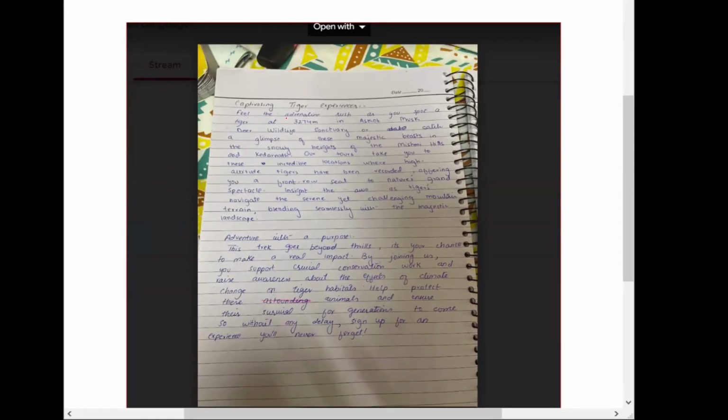Perfect. Captivating tiger experiences, even this could be entered in that. Okay, the headings we are not allowed to give in the advertisements. Somewhere you can add this captivating tiger experiences in between a sentence and highlight it with inverted commas. Feel the adventure. Okay, adrenaline. I'm sure it's adrenaline because I'm not able to zoom it.